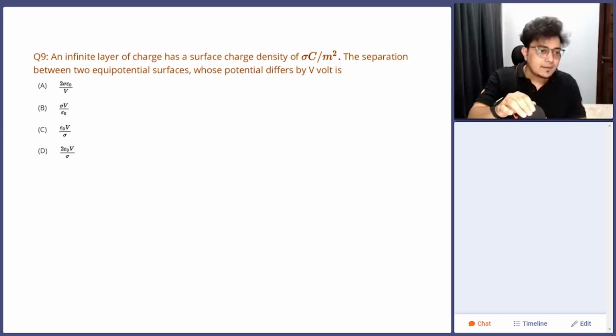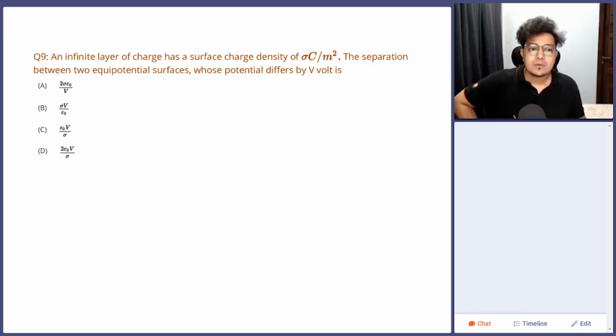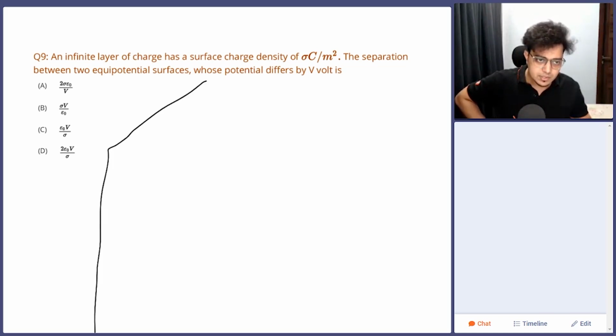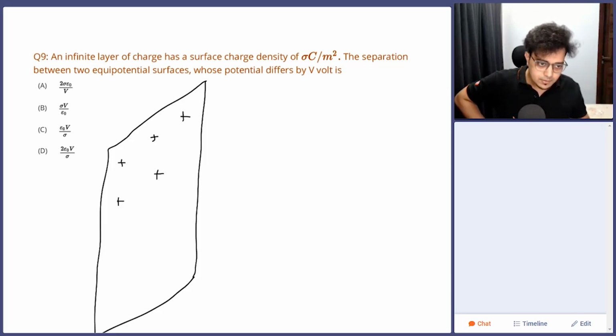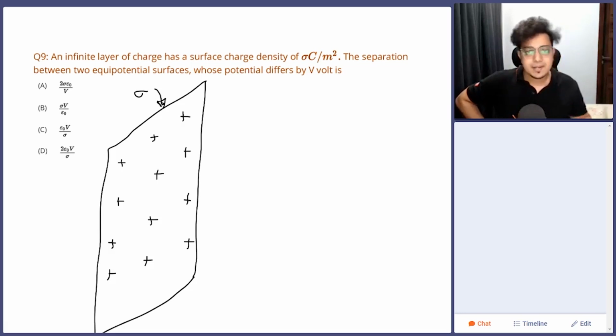The question is, an infinite layer of charge has surface charge density sigma coulomb per meter square. So there is a huge infinitely long charge layer, okay, which has charges spread uniformly like this, and the charge density is given to you, that is sigma. Sigma is the charge per unit area, so surface charge density. The separation between two equipotential surfaces whose potential difference differs by V volt is.